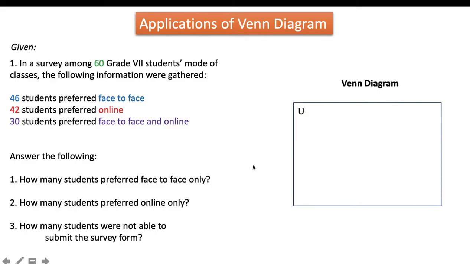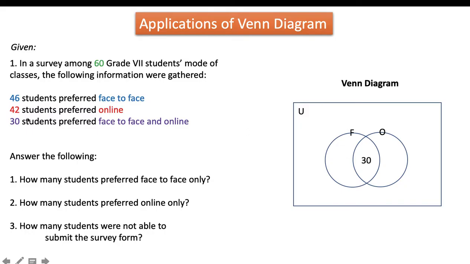So we will start by drawing a rectangle to represent our universal set. Then these two circles here represent the set for face-to-face and another set for online. They are overlapping because it is in our given. This word "and" here usually means intersecting. So our two sets are overlapping. So we will start by writing the intersecting data, and that is 30.